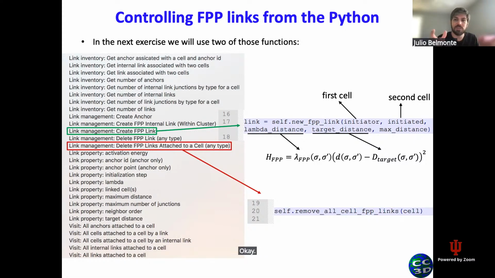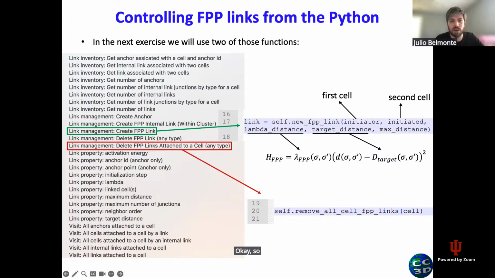Now, this is the basics of what you can do. Create link, delete links, right? Now, the question is, okay, what can you do with this? So one biological process that you can model with it is cell crawling, okay?